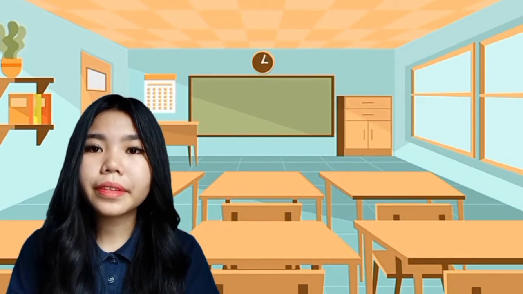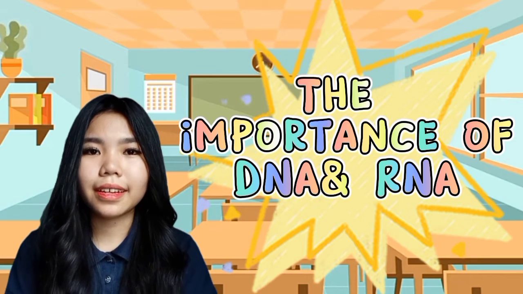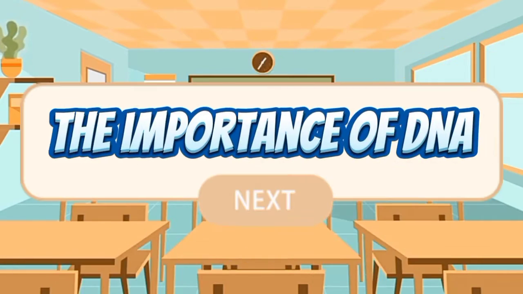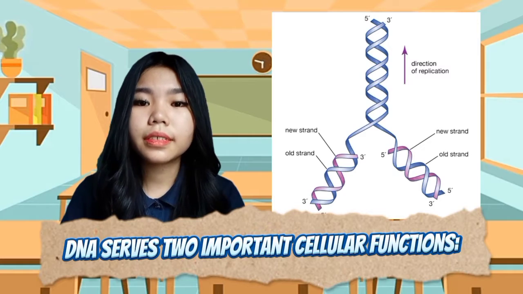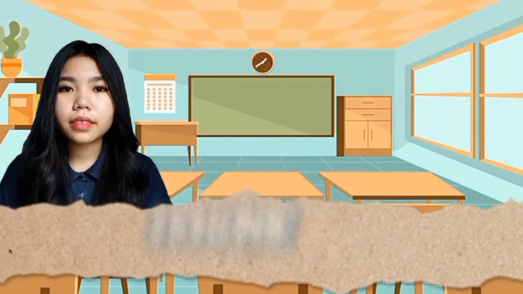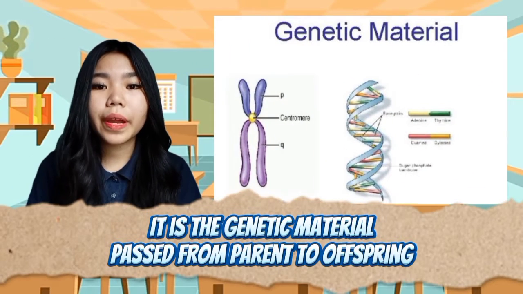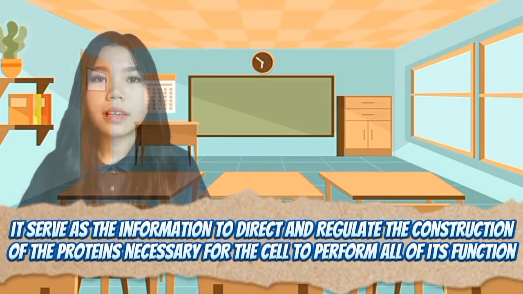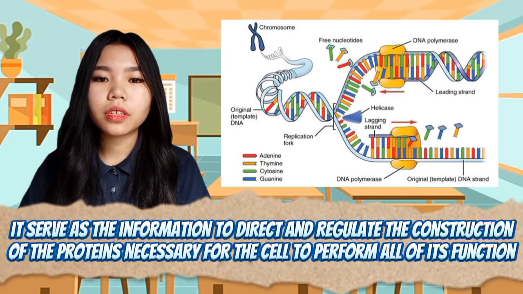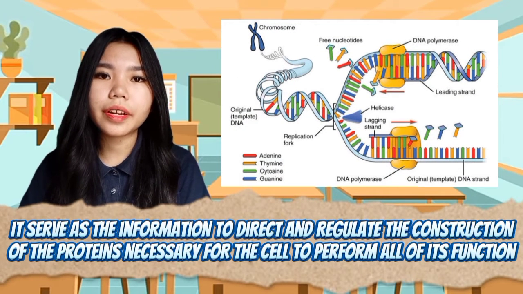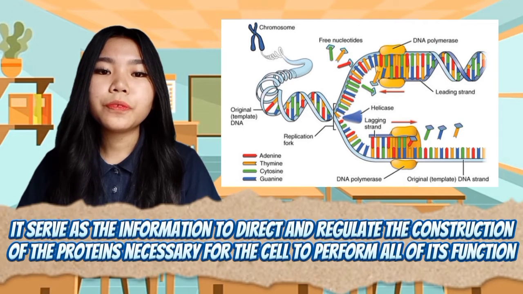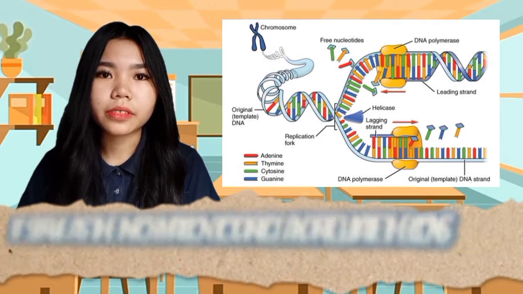Now, let's talk about the importance of DNA and RNA. Let's start. The DNA serves 2 important cellular functions. It is the genetic material passed from parent to offspring, and it serves as the information to direct and regulate the construction of the proteins necessary for the cell to perform all of its functions.